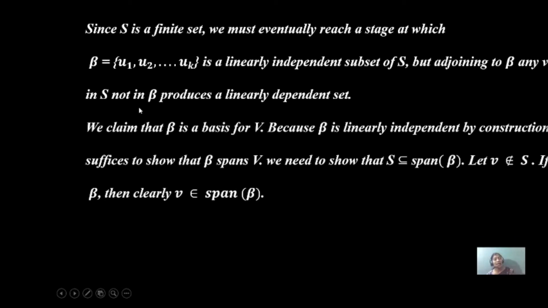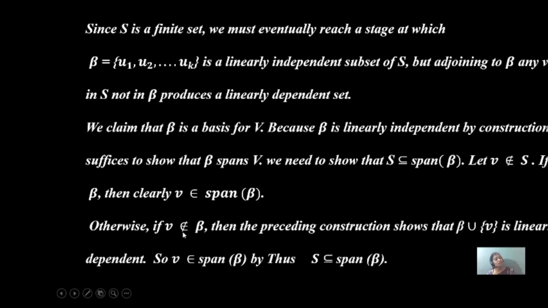We claim that beta is a basis for V, because beta is linearly independent by the construction. It remains to show that beta spans V. We need to show that S is a subset of or equal to span beta. Let v be an element of S, because v is an element of S in the definition of this form. If v is an element of beta, where S is a finite set and beta is the basis, an independent set, then clearly v is an element of span beta.